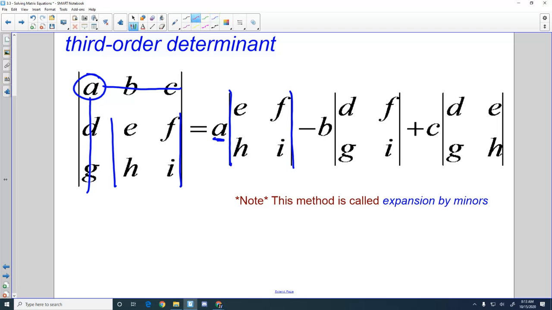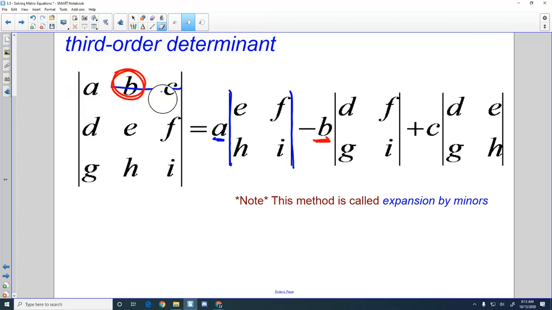Then, to get the next number, you move over 1 point in the row. So now I'm going to go over to the B, and I write B here. And if I cross off the remaining row and column, so cross off the rest of row B, cross out column B, look at the 4 numbers that I did not cross out. See the D, F, G, I? D, F, G, I.